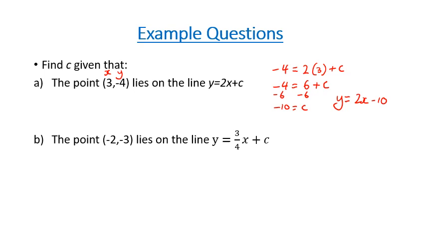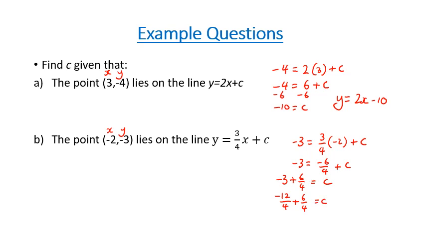In our second example, we've got our x and our y values here. So therefore, negative 3 would equal 3/4 of negative 2 plus c. Now 3/4 of negative 2 is negative 6 over 4 plus c. I'm now going to add 6 over 4, so this becomes negative 3 plus 6 over 4 equals c. This becomes negative 12 over 4 plus 6 over 4 equals c. Therefore, c is going to be negative 6 over 4. c, therefore, equals negative 3 over 2. And so this equation would then be y equals 3 over 4x take 3 over 2.